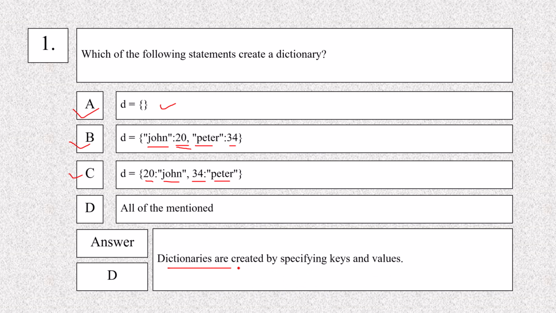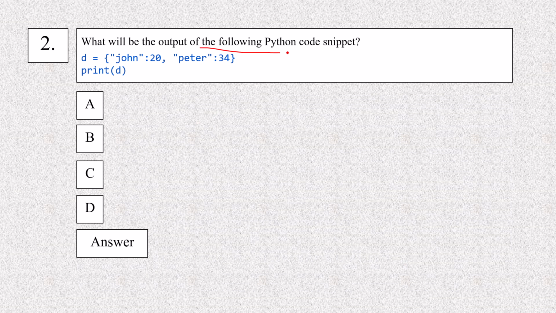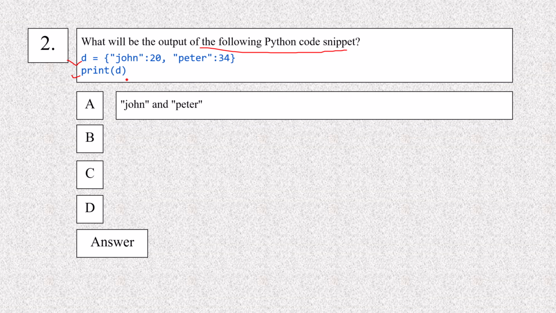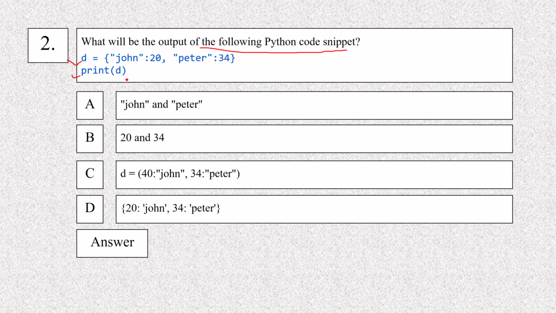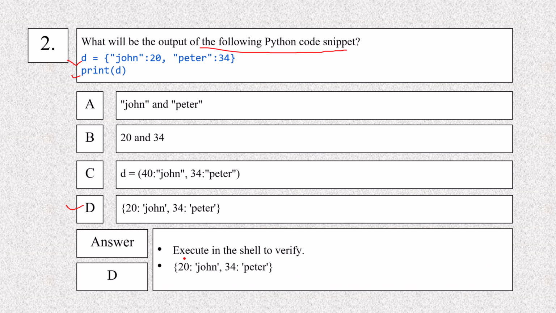And we know that dictionaries are created by specifying keys and values. So go to the next question. What will be the output of the following Python code snippet? Here you can see that we have a dictionary and we are printing D. So what will be the output? Here are our options A, B, C, and D. If you run this code, the output will be option D. You can execute the code in a cell to verify it, and this will be our output.